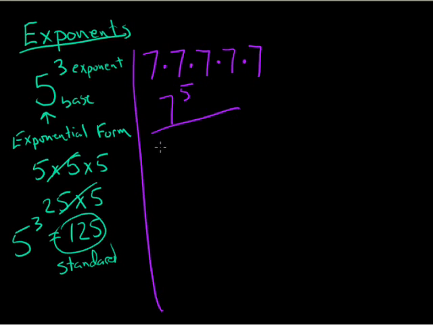Or if you had a 9 multiplied times itself 6 times, that would be 9 to the 1, 2, 3, 4, 5, 6. 9 to the 6th power.